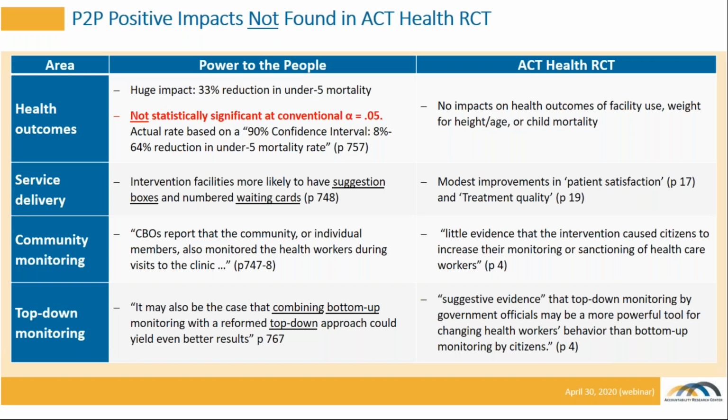In contrast, the Act Health RCT found little evidence that the intervention caused citizens to monitor more in the health centers. And the final area is the relationship between top-down monitoring and community-level efforts. The Power to the People researchers speculated that it could be a combination, actually, of bottom-up monitoring with top-down monitoring that could yield even better results than those that they found.